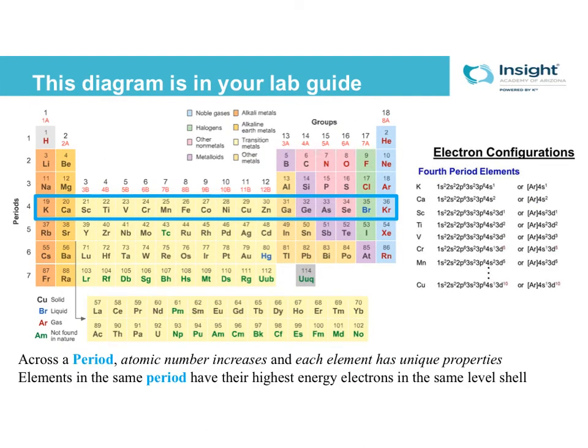The next is just to talk a little bit more about what happens across periods. You can notice a couple of things. The atomic number is going to increase as you go to the right. You can see that, we're going from 19 to 20 to 21 to 22 to 23. There's also, when it comes to the elements across the same period, the electrons have the same shell level, or the highest energy electrons.